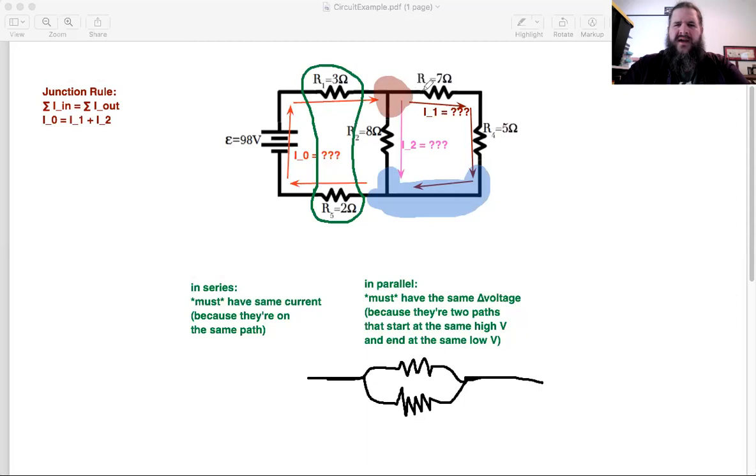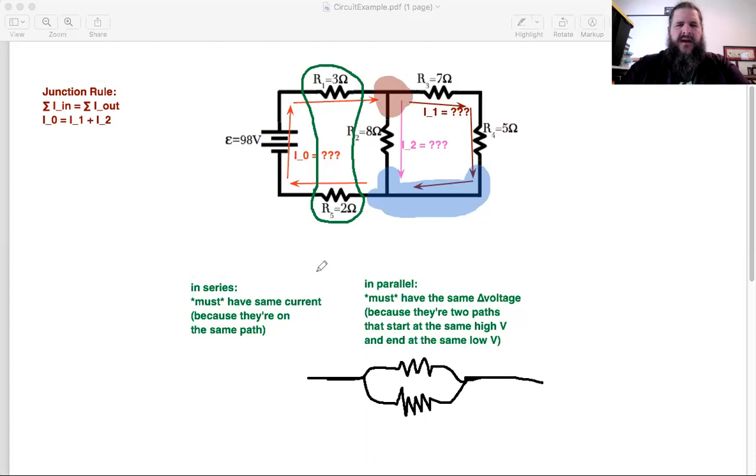Resistors 3 and 4 together, this entire path also transitions from that same starting high voltage to that same ending low voltage. So resistors 3 and 4 together, that cluster is in parallel with resistor 2. We would say those are two parallel paths. Okay, I think that makes sense.